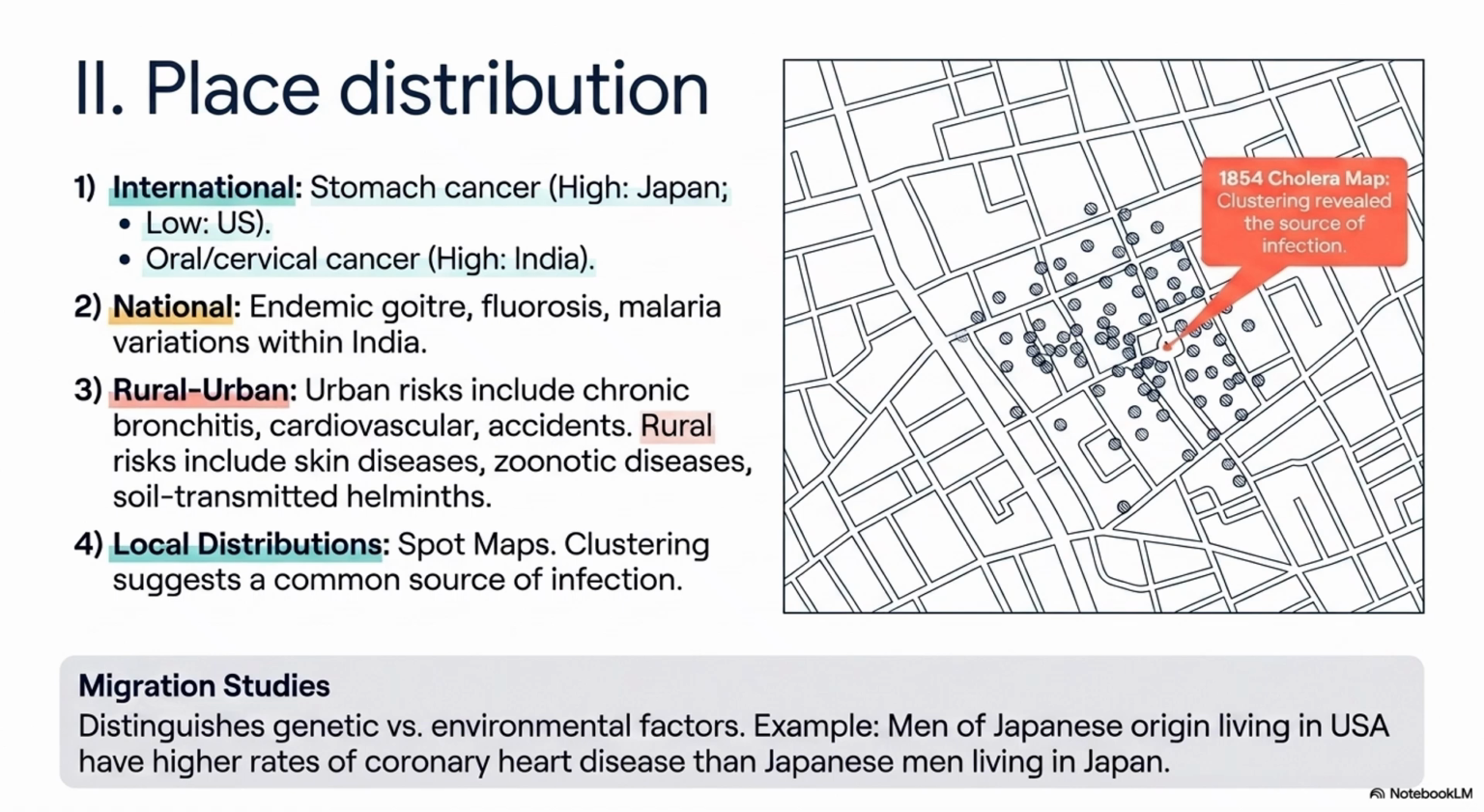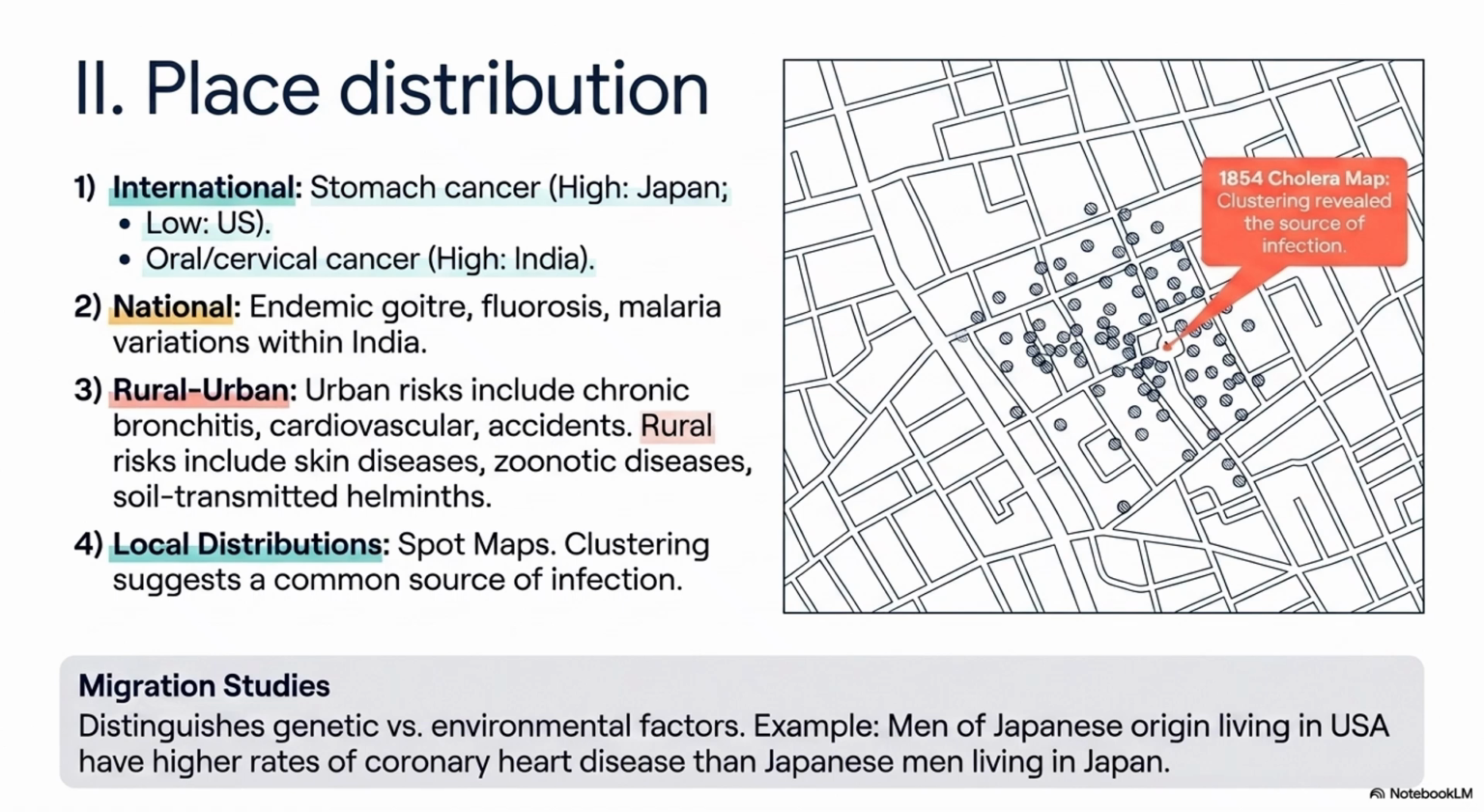And rural urban variations: particular diseases will be common in rural areas and particular diseases will be common in urban areas. In urban areas, chronic bronchitis, cardiovascular diseases and accidents will be more because of more traffic, more sedentary lifestyles, eating habits. On the other hand, in rural areas, skin diseases, zoonotic diseases and soil transmitted ailments will be more because they are in more contact with the environment, soil and animals.